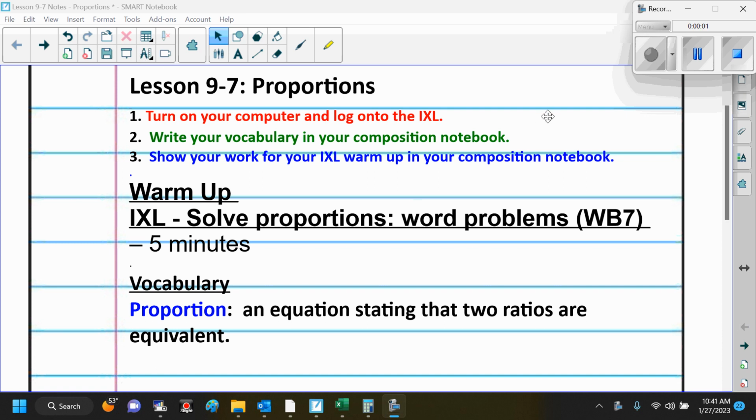So today's lesson is 9-7, which is proportions. Your warm-up, which is also your homework, the WB7. This gave you an idea of what we're working on today, okay?